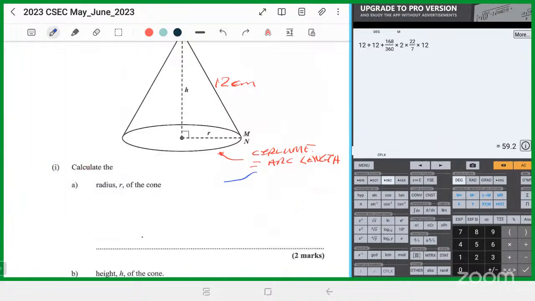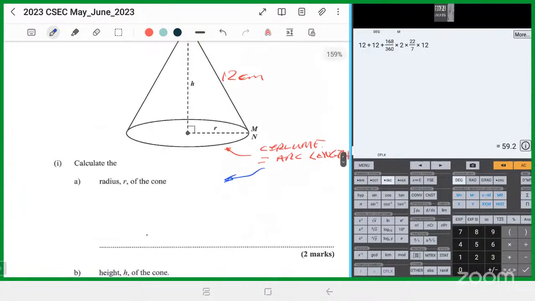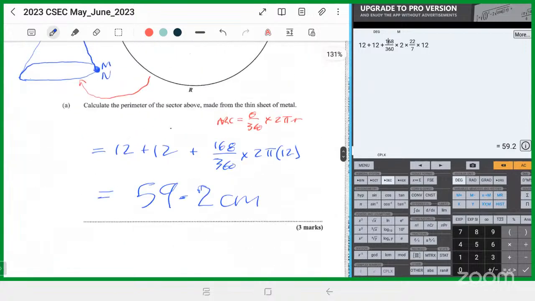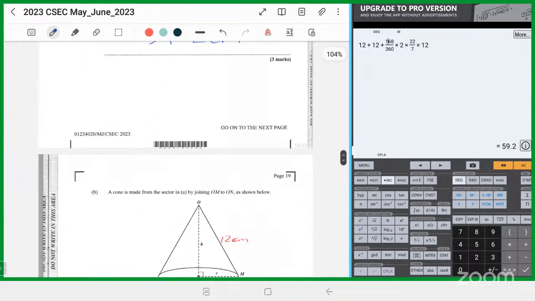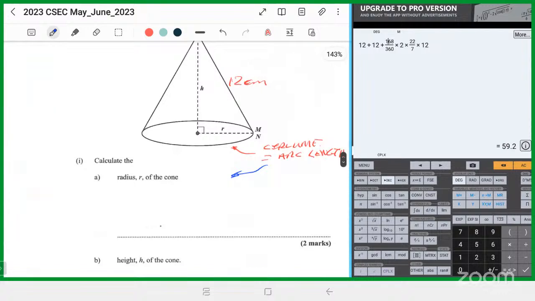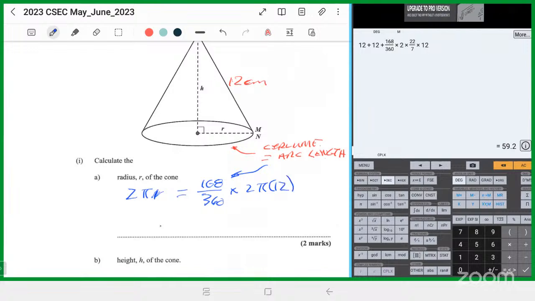So we're using this information right here to answer this. The circumference of the base, which was 2 pi, the big R up here we're using. The circumference, the arc length, or 2 pi R, circumference of the base. 2 pi R, that's the cone circumference of the base, equal to the arc length. And the arc length was 168 over 360 times 2 pi times 12. We'll try to find this R now.